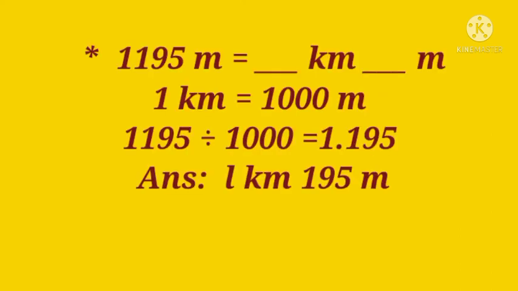Next is 1195 meter is equal to dash kilometer and dash meter. For that, 1 kilometer is equal to 1000 meter. So how will you convert this? 1195 divided by 1000. So you have to keep the decimal point after 3 digits. So 1.195. So the answer is 1 kilometer and 195 meter.